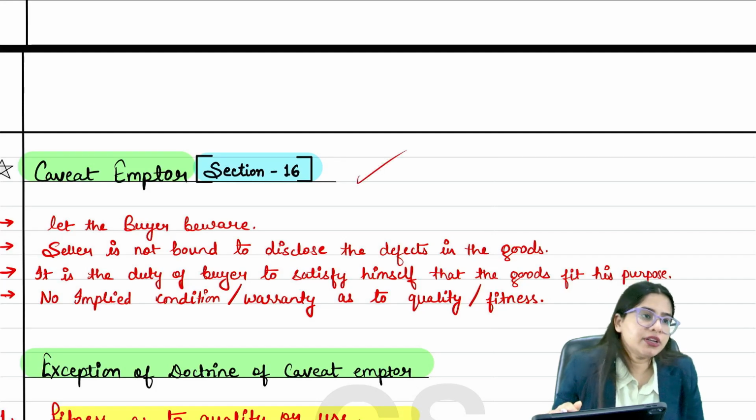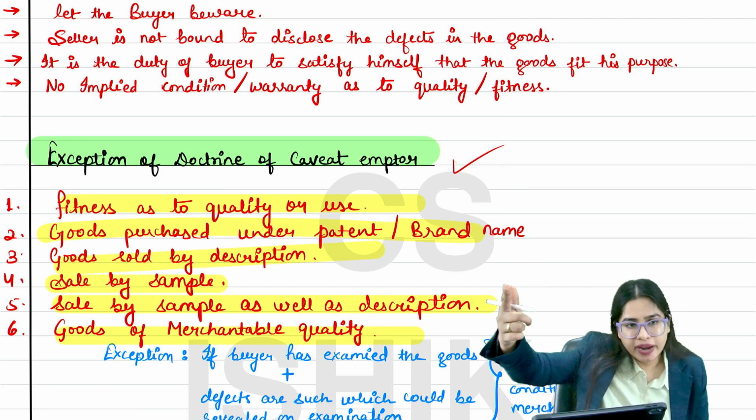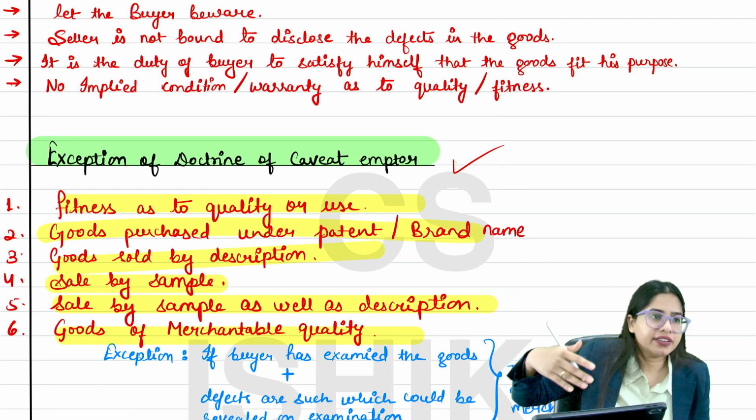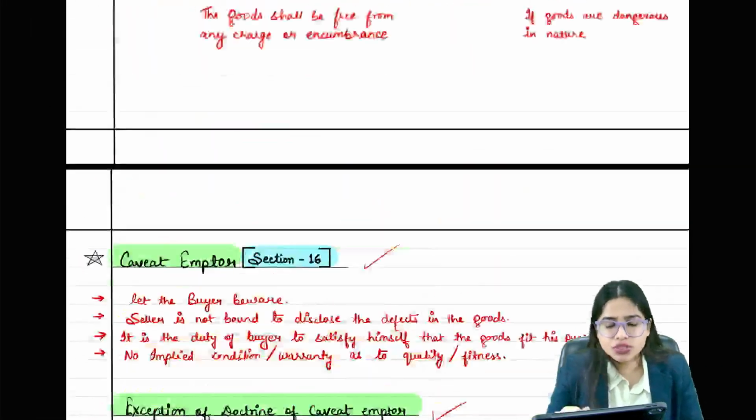So guys, the exception to caveat emptor is nothing but implied condition. So if you do implied condition, it's a buy one get one, that you can write here in the exception of doctrine of caveat emptor also. Are we clear with this? With this we are done with this topic.